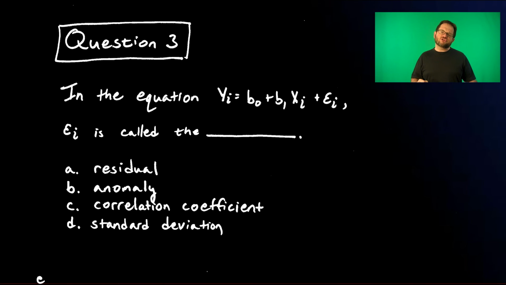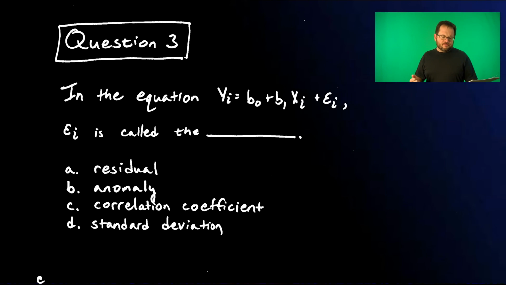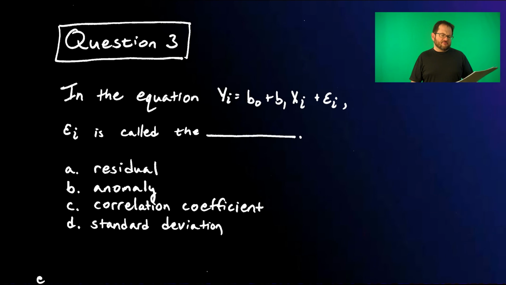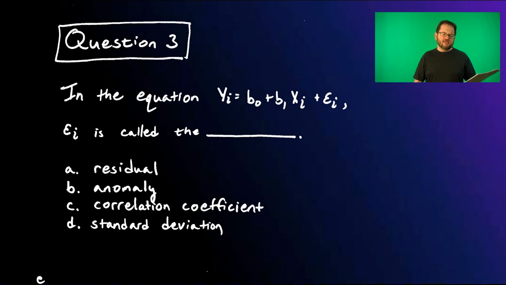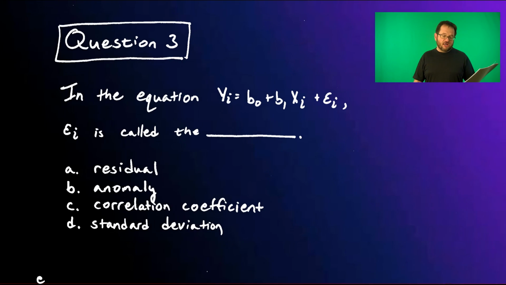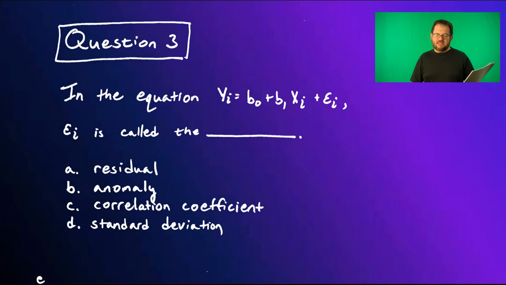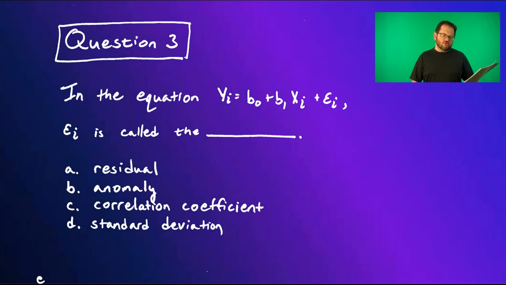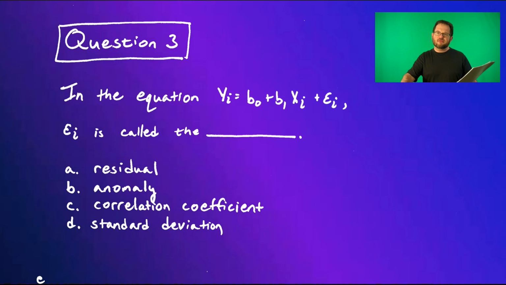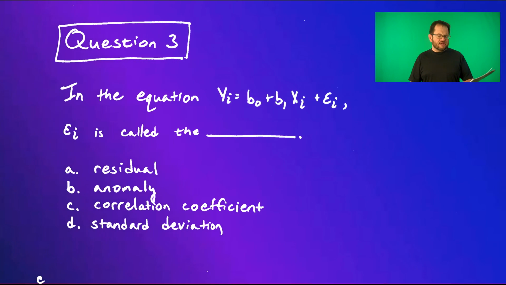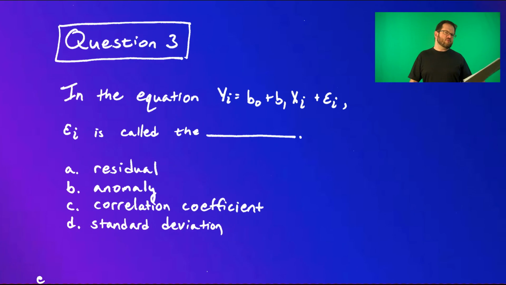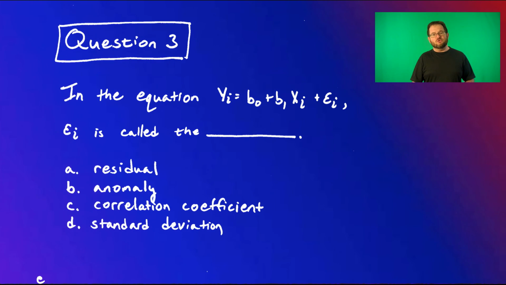Before we move on to the next lecture, let's do a question real quick. Question 3. Here's an example of a best fit line type equation: yi is equal to b0 plus b1 times xi plus epsilon i. In that equation, epsilon i is called the blank. Is that the residual, the anomaly, the correlation coefficient, or the standard deviation? It's going to take some reflection on the notes you took during this lecture. Make your choice from one of the 4 options below this video, and we'll get a little feedback before we move on to the next lecture.